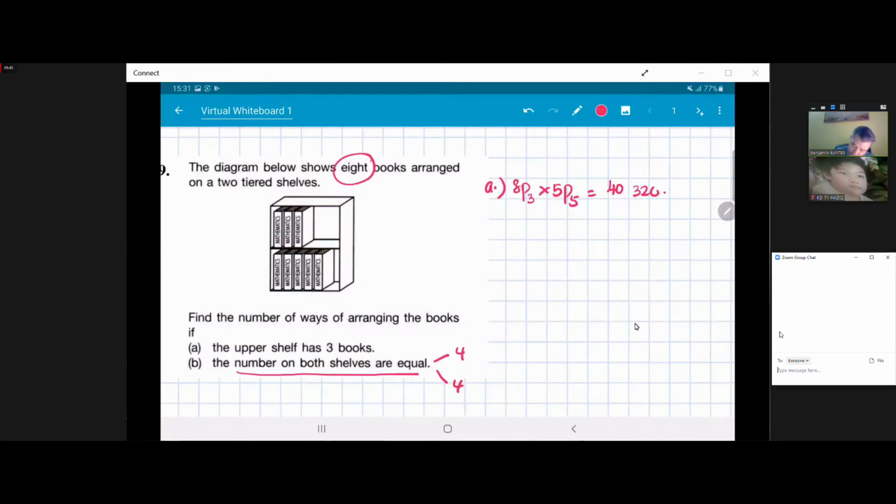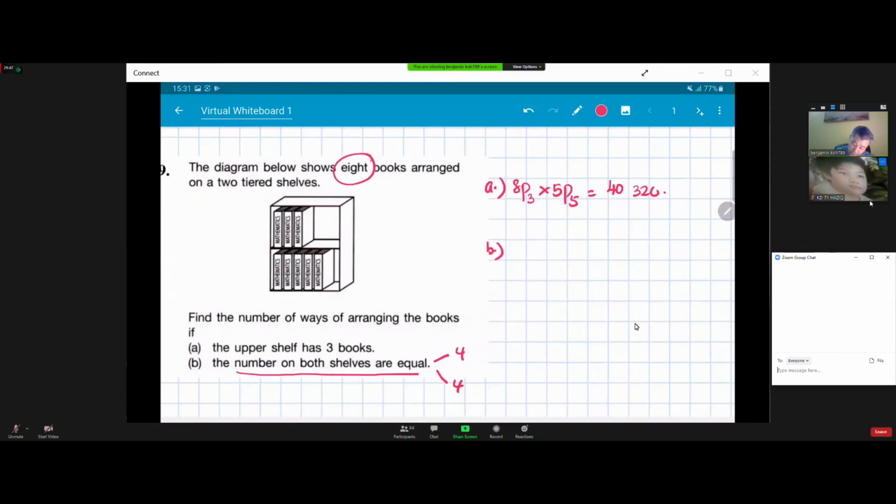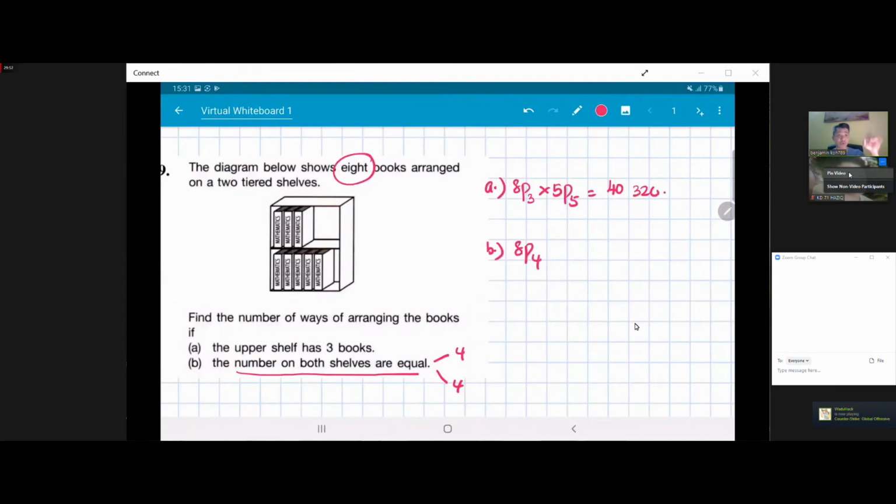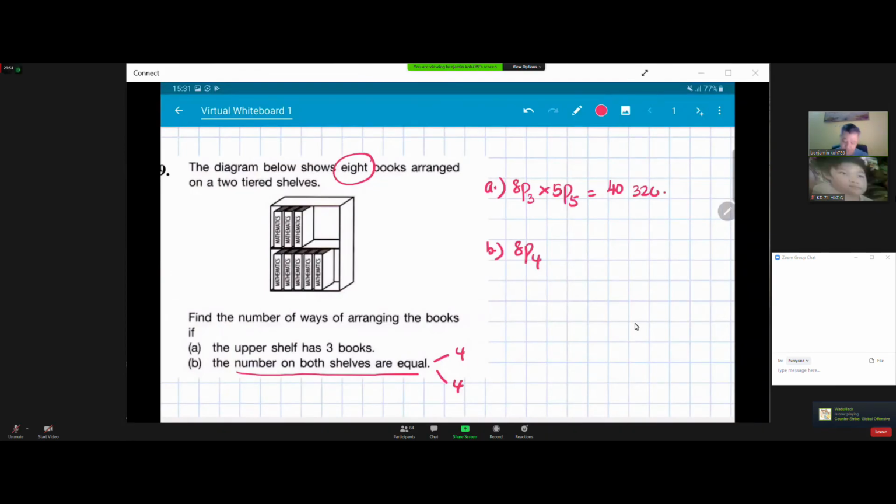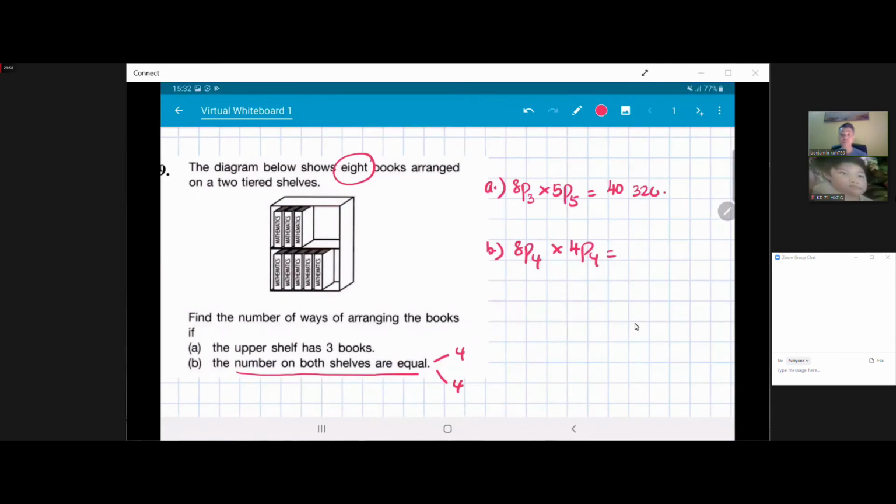So because you arrange 4 and 4, that means for part B of your question here, you've got 8, pick 4, or 8 arrange 4 first for the top row. And then after that, multiply, the balance will be 4P4. You understand this? It's the same concept as part A, where you arrange the top row 4 and the bottom row 4. And when you calculate, you notice that the answer is the same, 40,320. You understand? That's how it works.